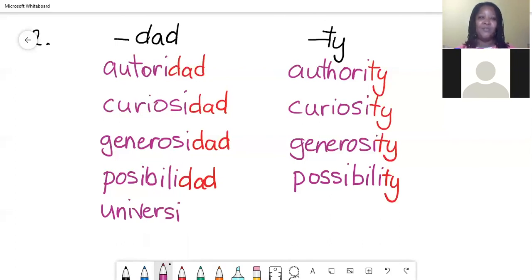So the temptation is going to be to say universidad. Remember, the U in Spanish is not the English U. It doesn't have its English name. It's U, universidad. Universidad. And this becomes university.